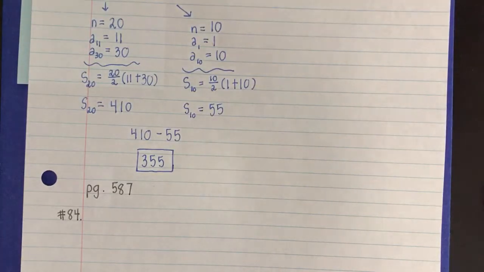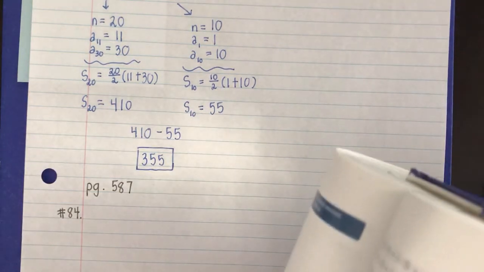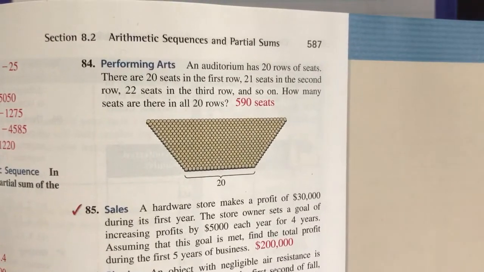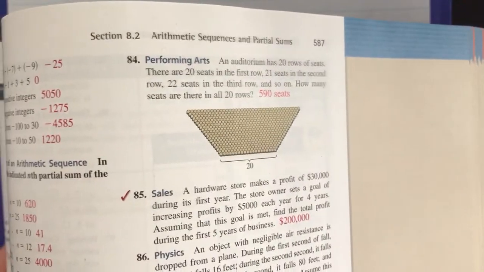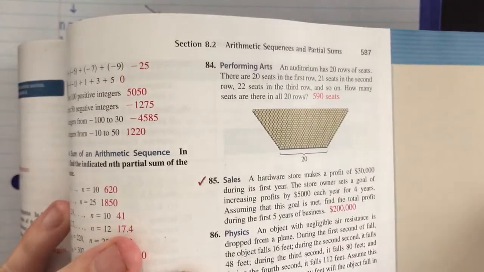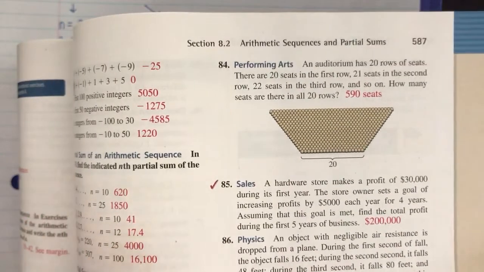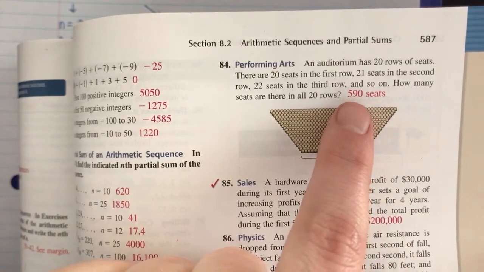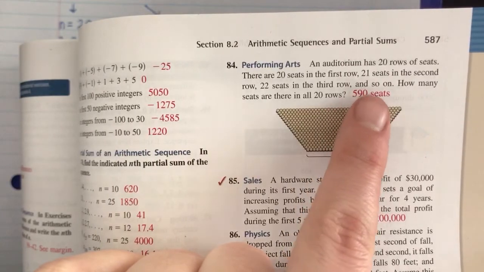All right, so last one, problem from the book. So here is the problem from the book, page 587, number 84. An auditorium has 20 rows of seats. There are 20 seats in the first row, 21 seats in the second row, 22 seats in the third row, and so on. How many seats are there in all 20 rows? So this is the teacher edition. I didn't bring a student edition home, sorry. So it has the answer. But let's go ahead and work this out.